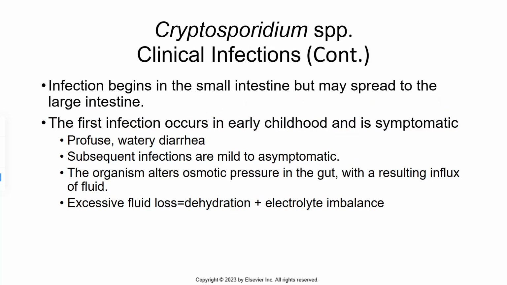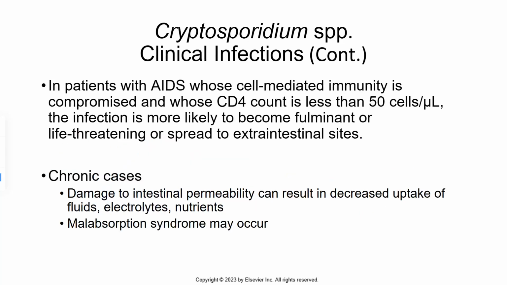Infection begins in the small intestine, may spread to the large intestine. The first infection occurs in early childhood and is symptomatic, profuse watery diarrhea. Subsequent infections are mild to asymptomatic. The organism alters osmotic pressure in the gut, resulting in influx of fluid. Excessive fluid loss equals dehydration plus electrolyte imbalance.